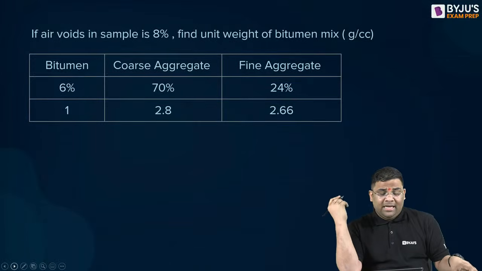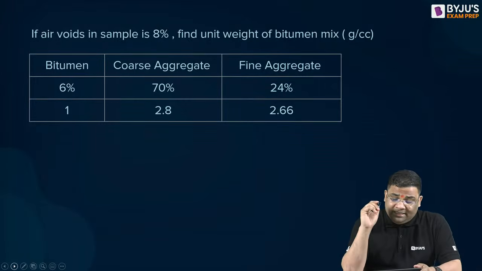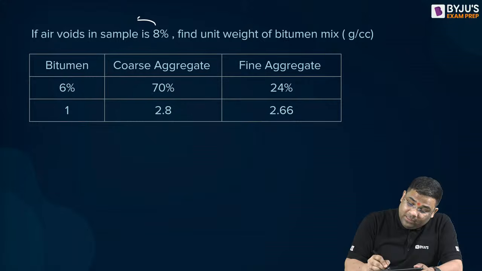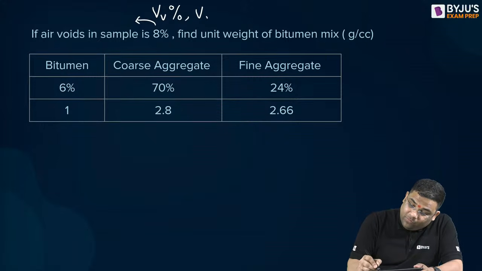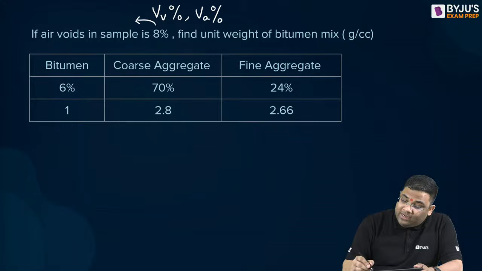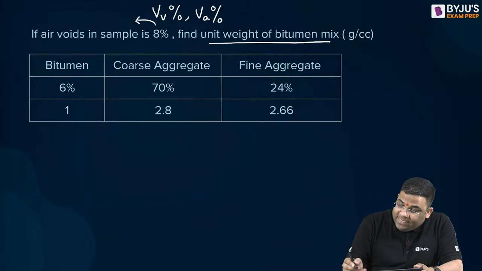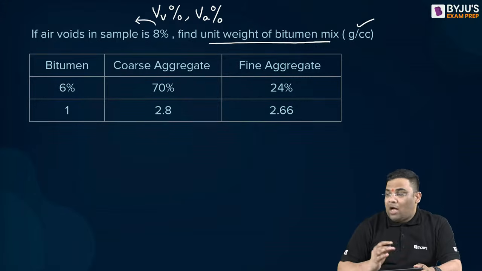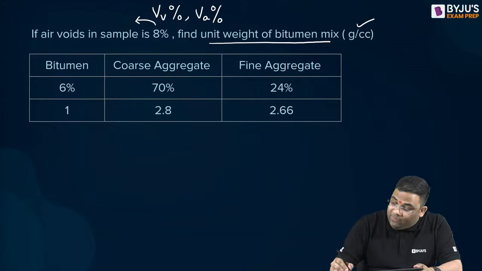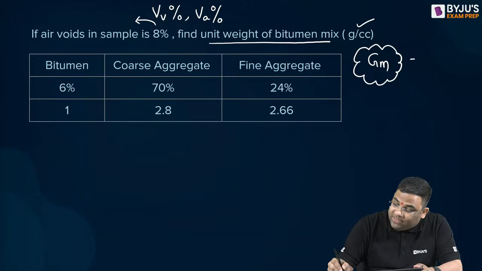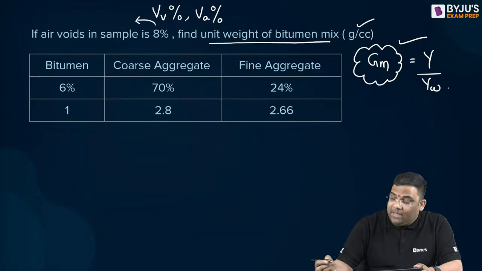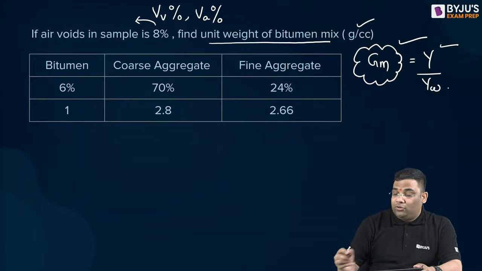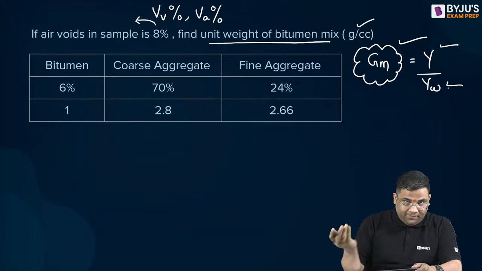The percentage air void is given as 8%. So this is your VA percentage. What is asked? It is asked to find out the unit weight of bitumen in gram per cc. How to find out unit weight? If you can find out GM, you can find out the unit weight, right? Because GM is gamma by gamma W. So if you can find out GM, you can find out the unit weight gamma, because you know the unit weight of water, 1 gram per cc.